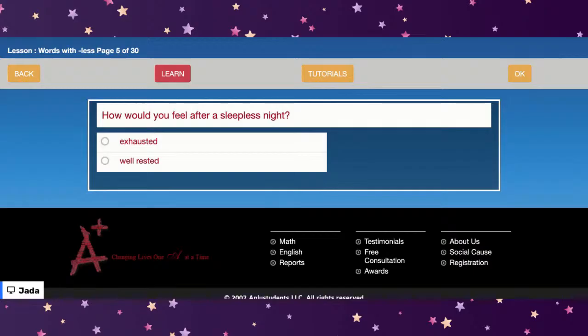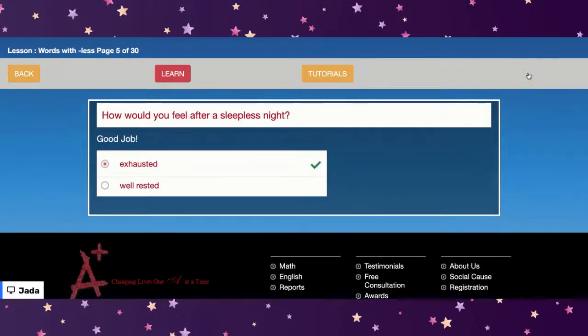How would you feel after a sleepless night? Sleepless night, that's without sleep. How will you feel? Exhausted or well rested? Of course, you feel exhausted, you feel tired because you didn't have a good sleep. So, after sleepless nights, you will feel exhausted.